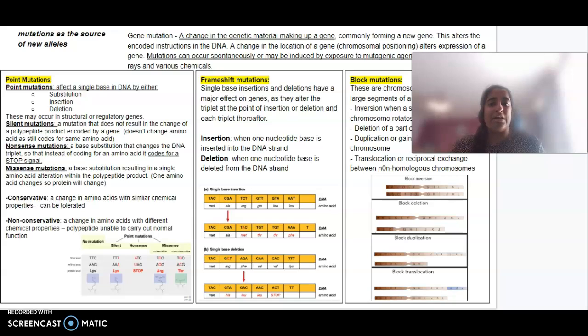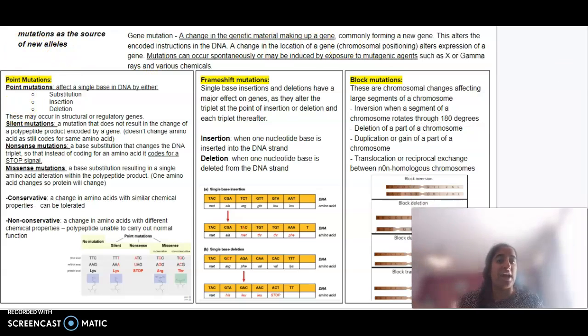Another way that can create some variations is through mutations as well. So a gene mutation is basically any change in the genetic material making up a gene, and this might commonly form a new resultant gene. So this might alter the encoded instructions that are in DNA as well. And there's 3 categories of mutations that we look at. They are point, frameshift, and block mutations.